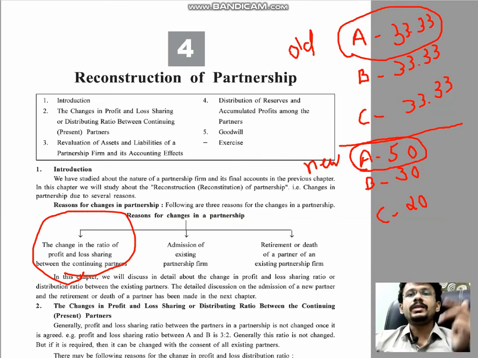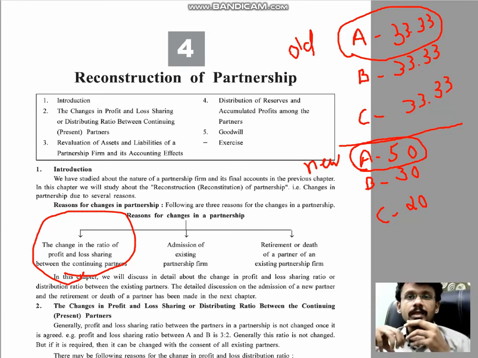B is sacrificing 3.33. C નું જુઓ, C ને પહેલા કેટલું મળતું હતું? 33.33%. હવે C ને કેટલું મળે છે? 20% જ મળે છે. That means he is sacrificing 13.33. 33.33 minus 20, that is 13.33. And that is why બેયનું ટોટલ કરો. B કેટલું સેક્રિફાઈસ કરે છે? 3.33. C is sacrificing 13.33. બેયનું ટોટલ કરો. 3.33 plus 13.33, and that will be 16.66 or 16.67.